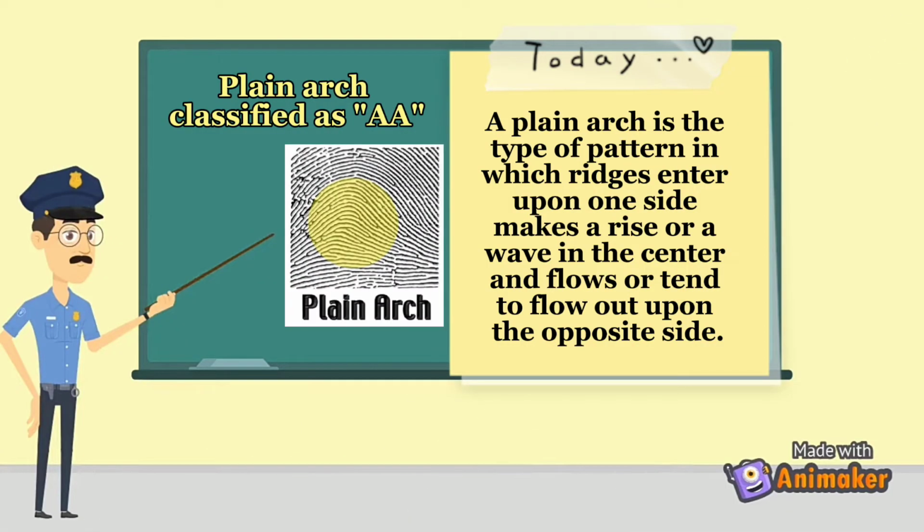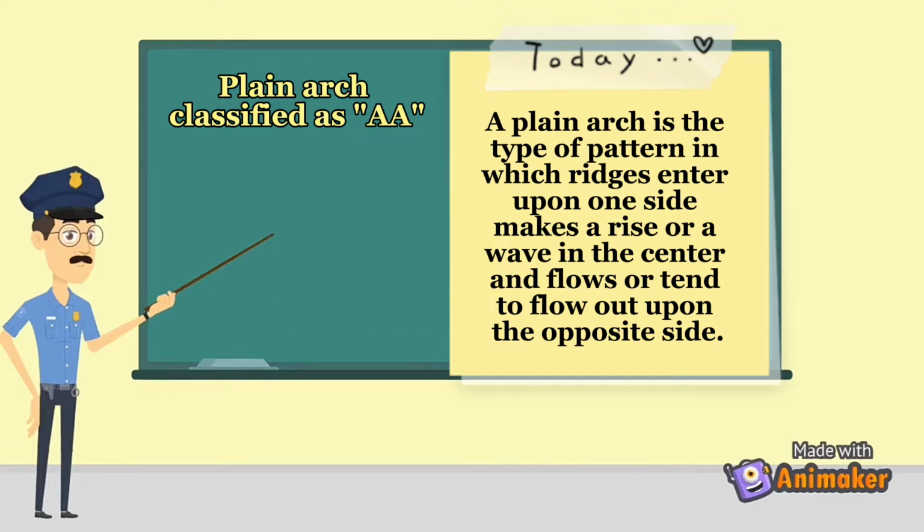Plain arch, classified as AA. A plain arch is the type of pattern in which ridges enter upon one side, make a rise or a wave in the center, and flow or tend to flow out upon the opposite side.